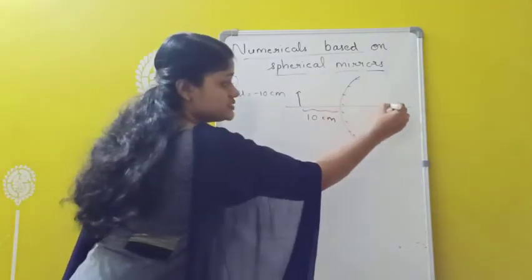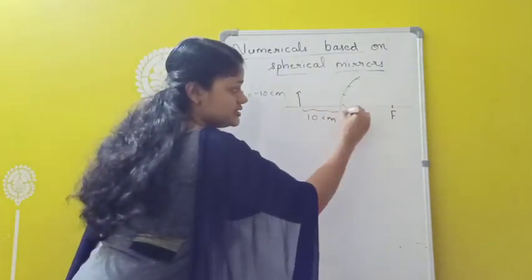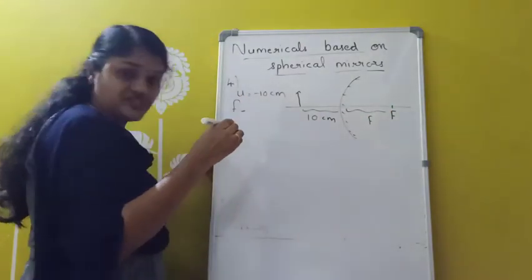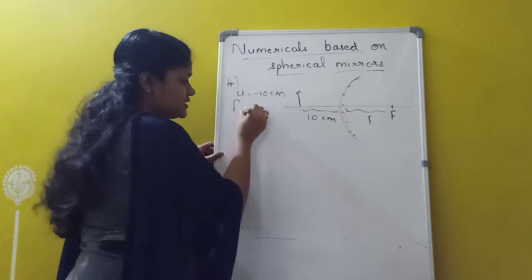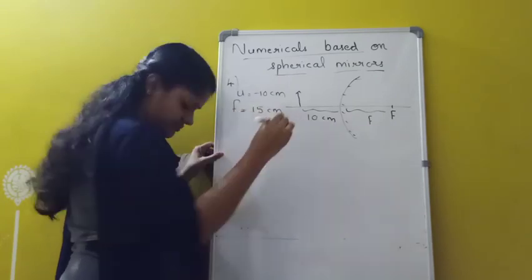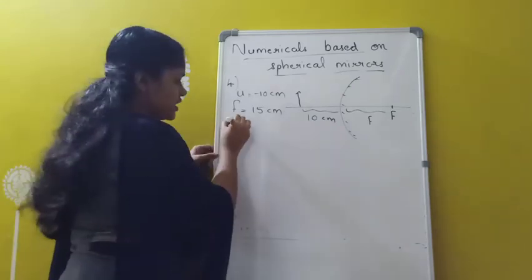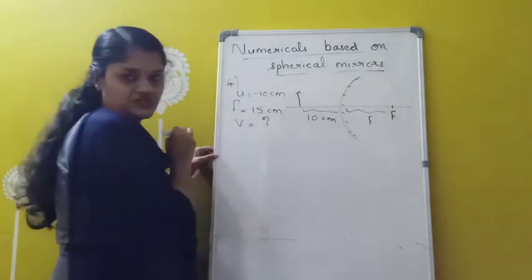In the case of a convex mirror, the focus is on the right hand side only. So this is the focal length f. So f equals how much here? 15 centimeters. So it is taken as plus 15. Then we have to find the position and nature of the image. That means v we have to find out.